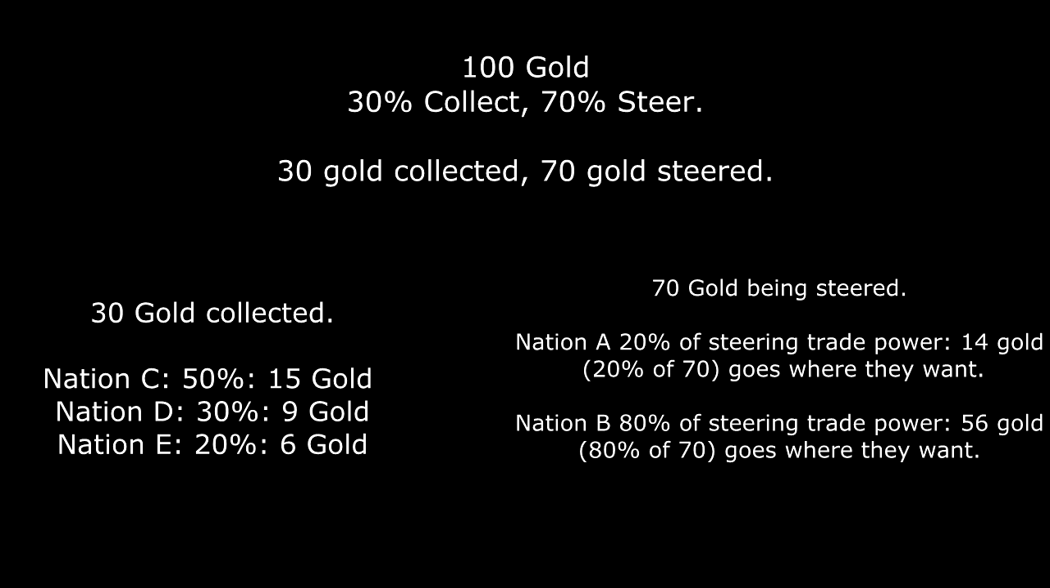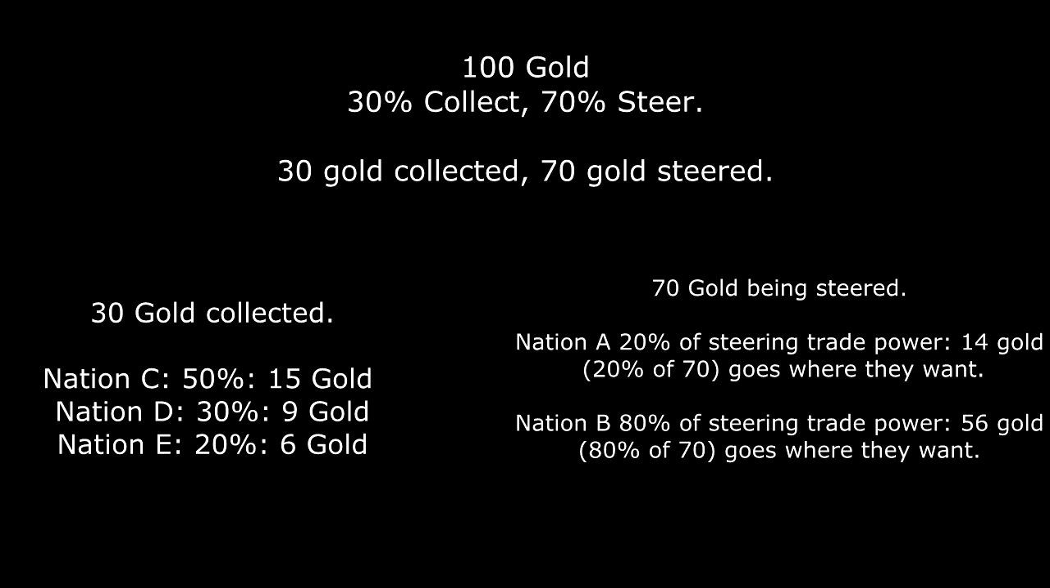Unfortunately, nations C, D and E have a relatively small amount of trade power, whereas nations A and B have a lot more trade power. This means that out of all the trade power invested in the node, only 30% of it is being used to collect, even though there are 3 nations trying to collect, as opposed to only 2 nations trying to steer. So out of the 30% trying to collect, that's applied as a straight percentage to the value of the node, meaning that 30 gold is collected. Out of the 70% of the trade power being used to steer, 70% of 100 gold is 70 gold.